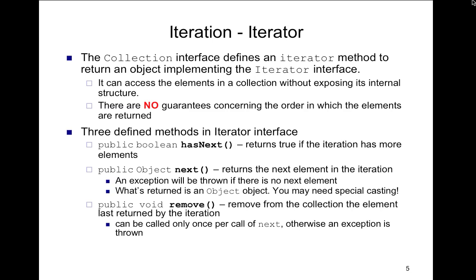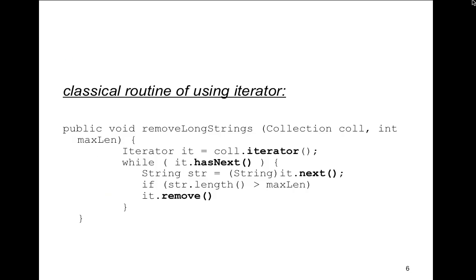So 3 defined methods, an iterator interface has next, and remove, so that we can remove items, we can add, we can see if there's a next one, we can go to the next one. So it gives us that functionality. Here's a classic routine of an iterator where we have remove the long string. This is going to be a method to remove a long string. And the iterator IT is going to be a method iterator called on the collection that we're using. And we'll see an example. It might make a little bit more sense.